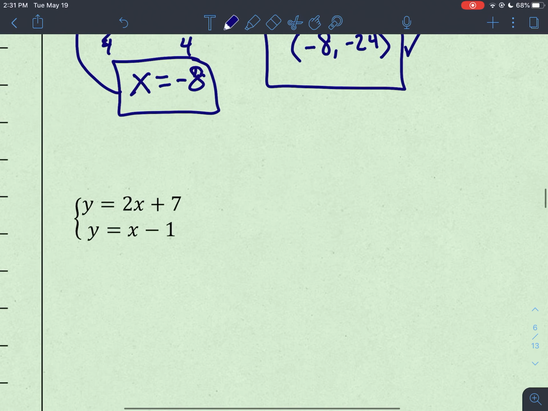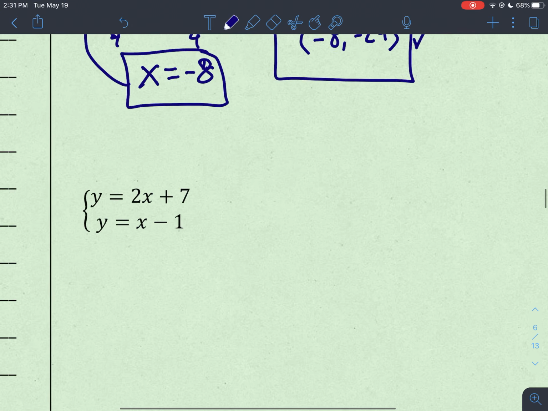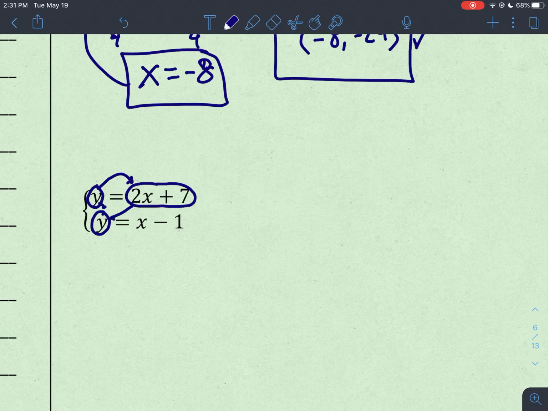One more. You look at something like this, and we've got y equals 2x plus 7 and y equals x minus 1. It's going to be the same situation that you had before. We know that y equals 2x plus 7. We also know that y equals y. So there's no reason that we can't take this 2x plus 7 and plug it in place of that y. Because after all, y is equal to 2x plus 7. So I'm going to tuck that in nice and snugly, and it's going to become 2x plus 7 equals x minus 1.